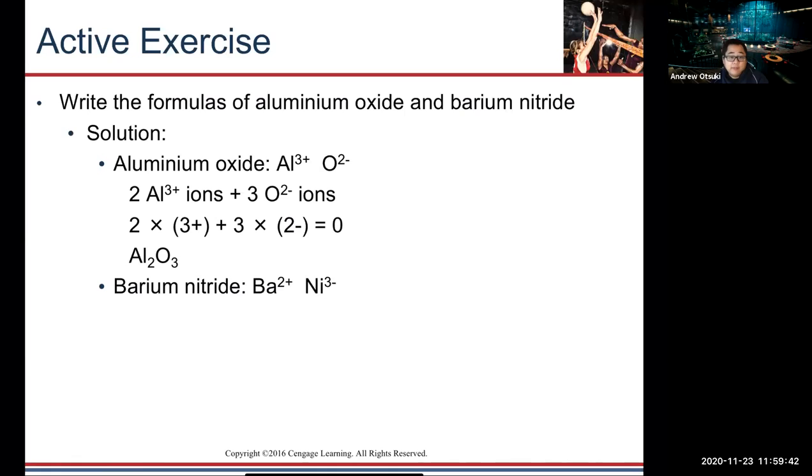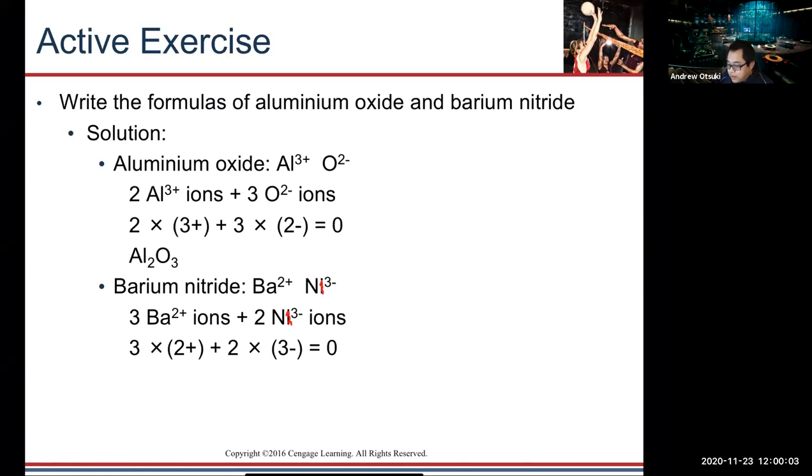So barium nitride, same thing. It's just the opposite. Now the cation has the lower charge, or the lower value of the charge, and the nickel. So this should not be nickel. I apologize. That should be N. So this should be N. So sorry about that. So now we have balance of charge, and we have barium 3, N, not Ni. Sorry about that. Nitrogen. So nitride. I'll make sure these typos get fixed.